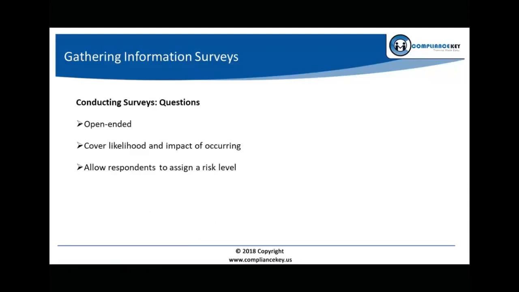Okay, so when it comes to the questions themselves for the survey, you want to ask open-ended questions so that people are required to explain things. Don't give them questions that could be a yes/no type answer. You want to cover the likelihood of the risk occurring and then what the impact is of that risk occurring, and we'll define those terms in more detail as we go along. And then I would give those respondents the ability to assign a risk level, and we'll talk about what I mean by that in just a sec.